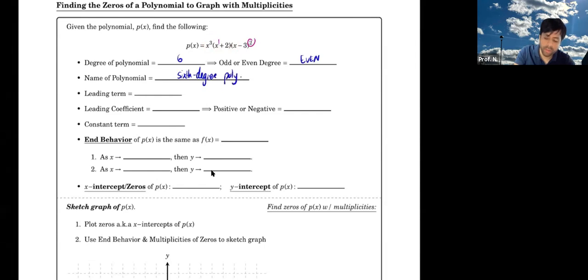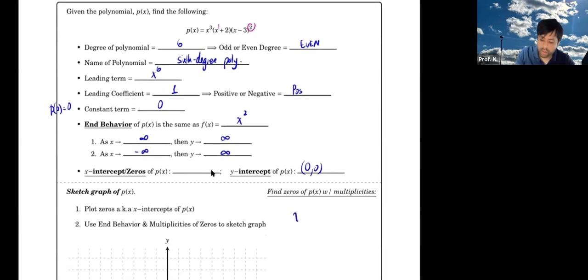The leading term is going to be what? x to the 6th. The leading coefficient is 1. This is positive. The constant term: when you plug in 0, p of 0, you get 0 again. So the y-intercept is (0, 0). So this is x to the 6th, looks like x squared. Goes to infinity, and goes to infinity on the other end.